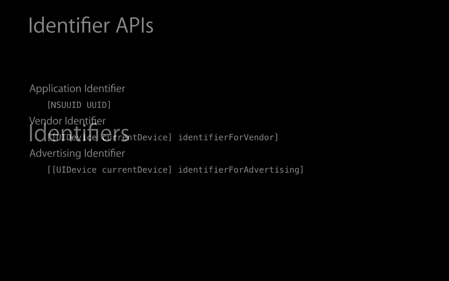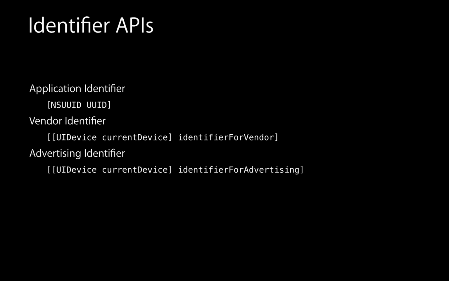Now I'm going to talk about the identifiers available in iOS. There are 3 purpose-scoped identifiers. The first one is the application identifier, NSUUID, UUID. The second one is the vendor identifier, UIDevice currentDevice identifierForVendor. The third one, advertising identifier, UIDevice currentDevice identifierForAdvertising.